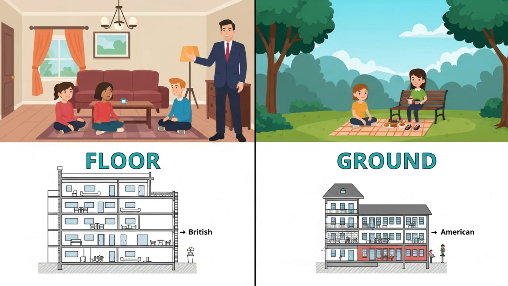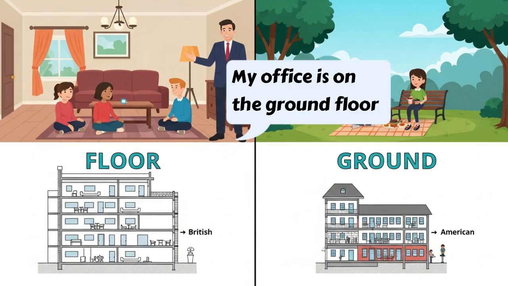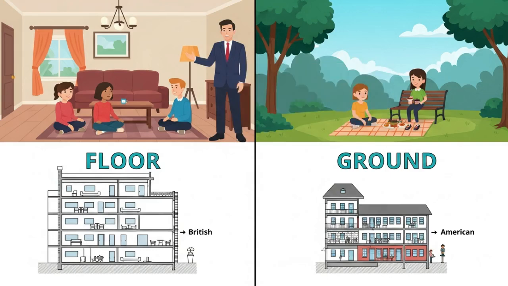And here's where it gets confusing. In British English, we use the term ground floor for the floor at the same level as the earth outside. My office is on the ground floor. Notice that I use the preposition on, not in. Note that the ground floor is called the first floor in North American English.